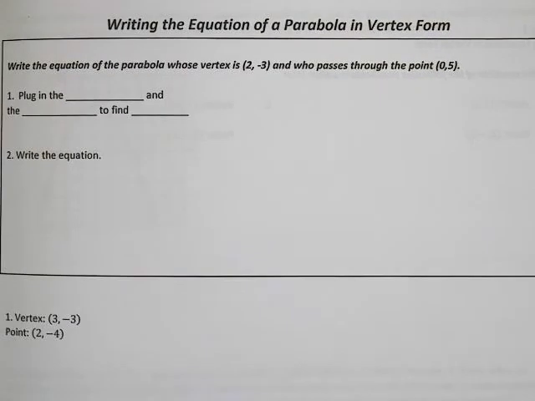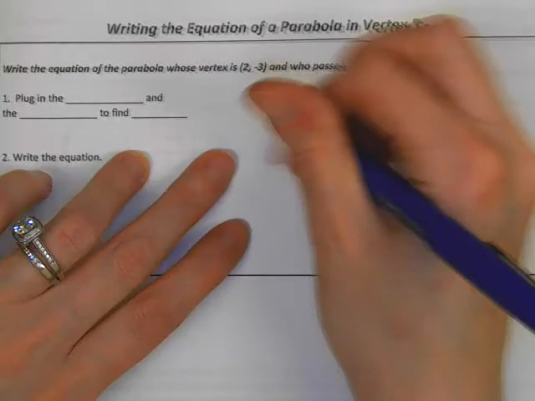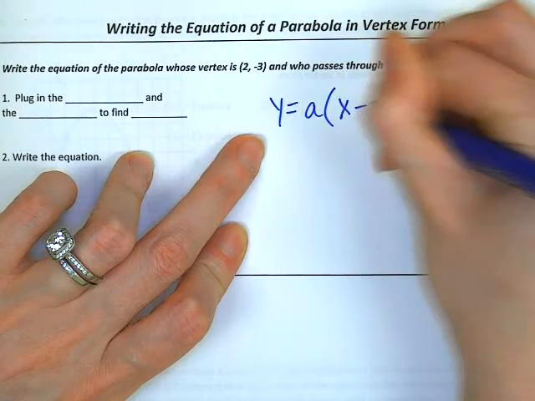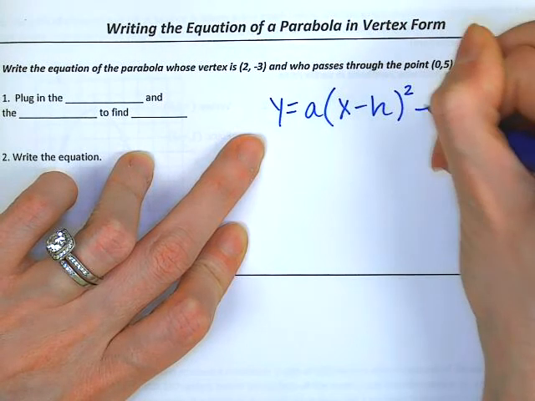Hey guys, welcome to writing the equation of a parabola in vertex form. So you now know how to graph an equation in vertex form. Now, can you write an equation of a parabola in vertex form? So let's remind ourselves what vertex form is. It's y equals a times (x minus h) squared plus k.